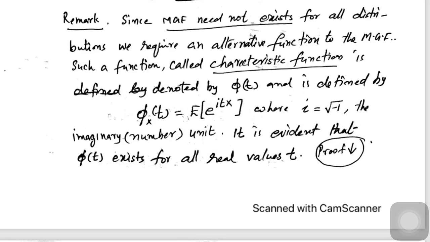You see how the characteristic function is defined. It is denoted by phi of t. Instead of M of t, we use phi of t, and we define this as the expectation of e to the power of itX. In the moment generating function, it was the expectation of e to the power of tX, but instead of tX, we use itX.